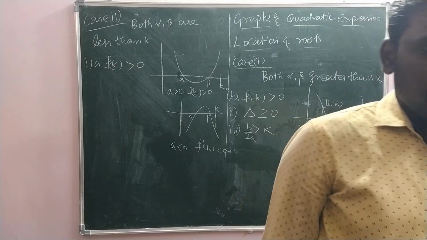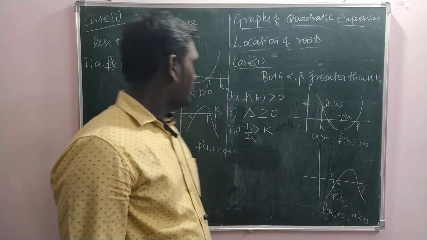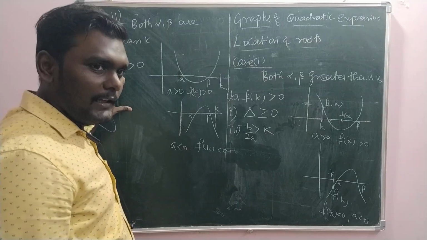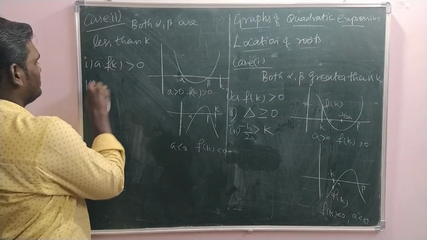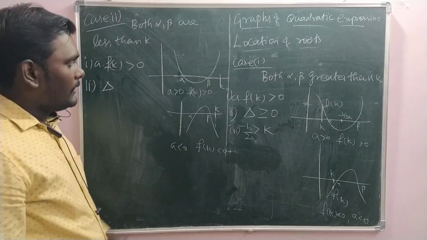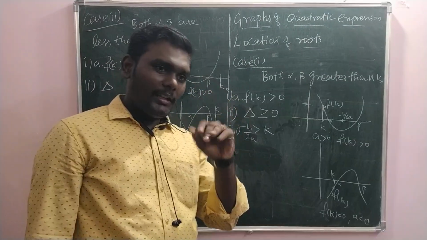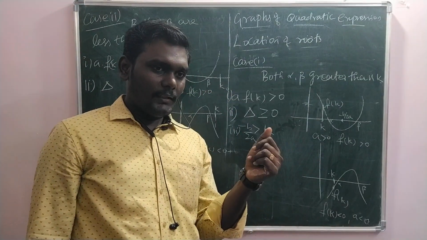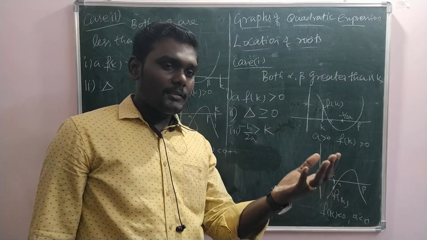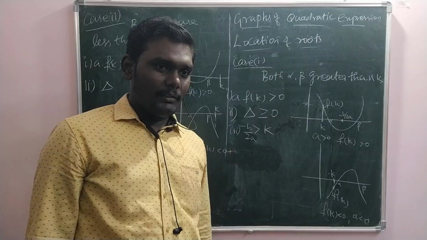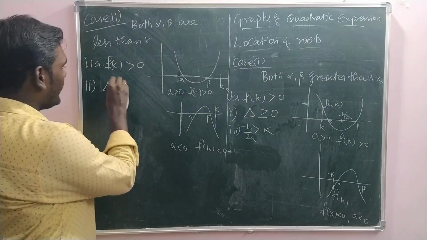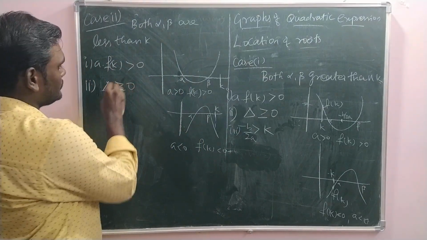Alright. Good. So a into f of k is greater than 0. Next, what can we say about delta? We know both roots are less than k only. Is it? It may converge, may not converge. It may be equal or unequal, right? So delta is greater than or equal to 0.